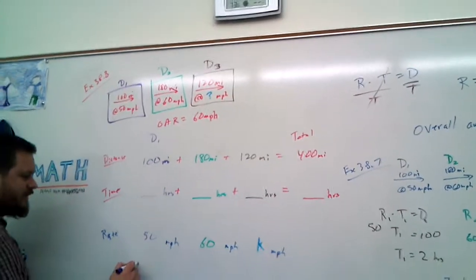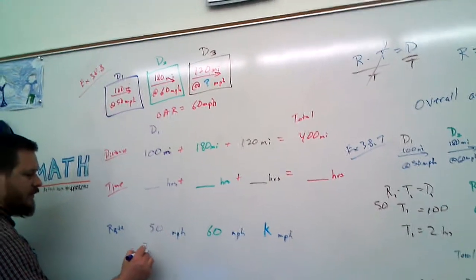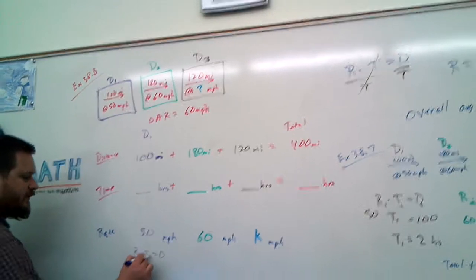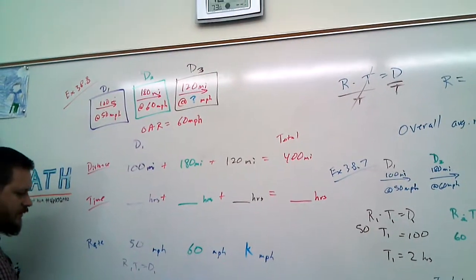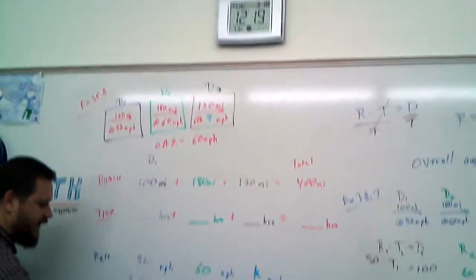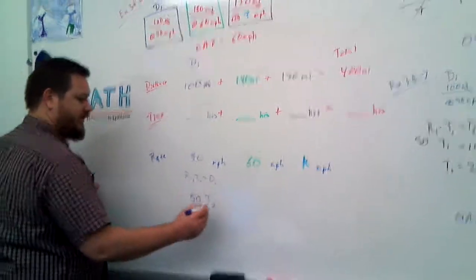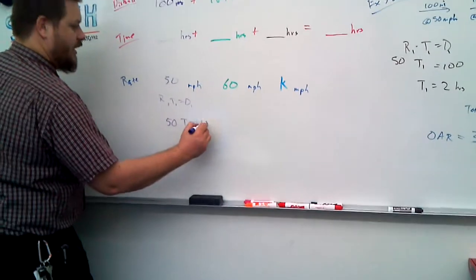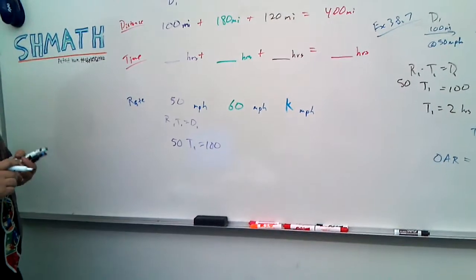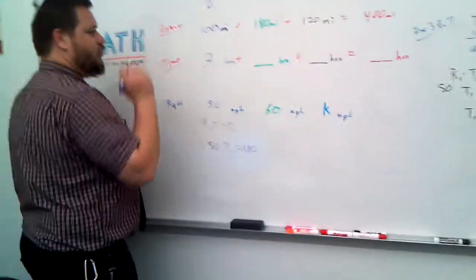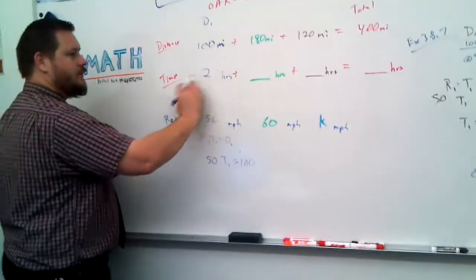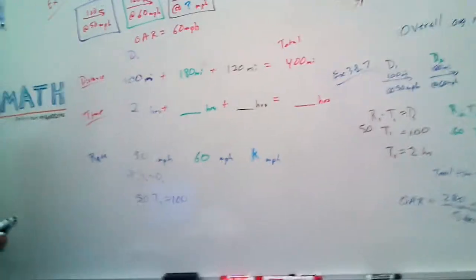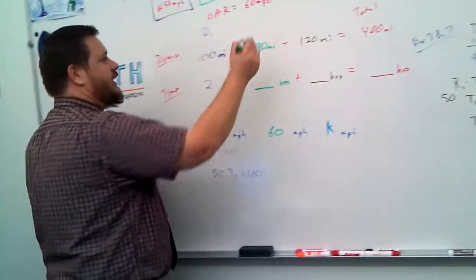So for the first leg of the journey, we have a rate of 50. Rate times time equals distance. So we have a rate of 50 times T1, which we don't know yet, equals 100 miles. What's T1? 2. So we have 2 hours for the first leg of the journey there, in green.